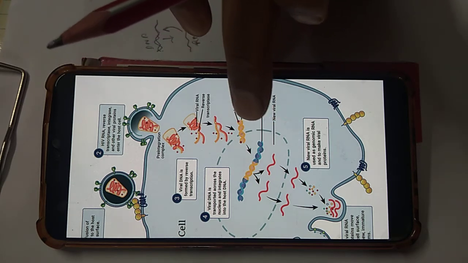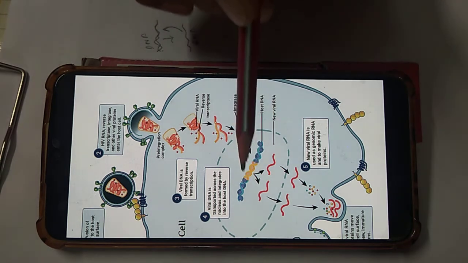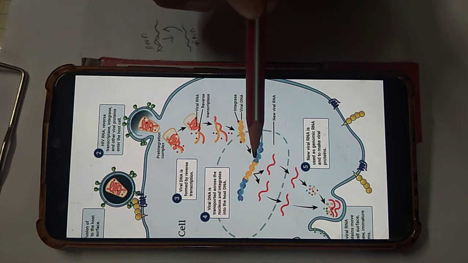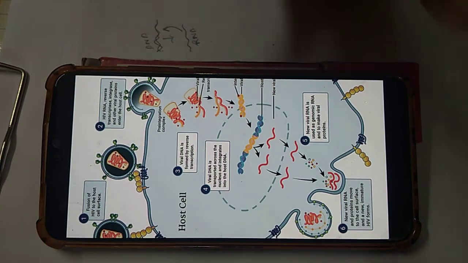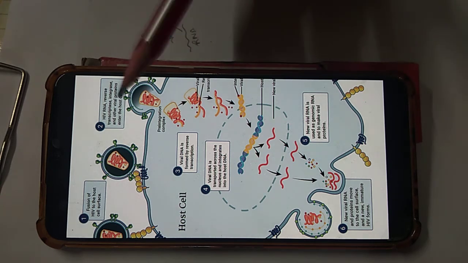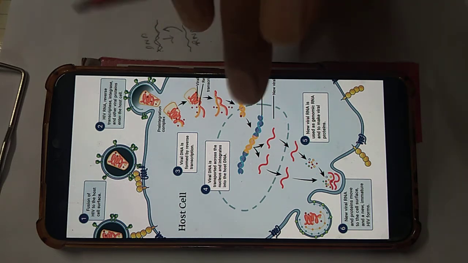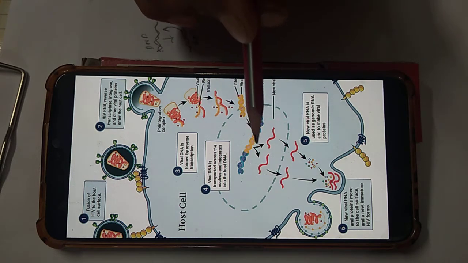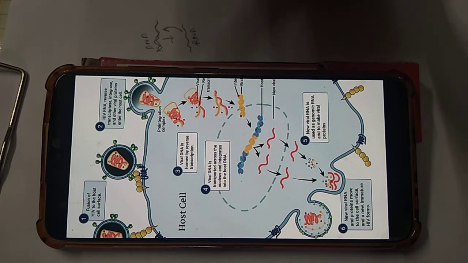CD4 can be either the helper T cells or the macrophages, and the viral DNA will get attached to the host DNA. The moment it gets attached to the host DNA, it has hijacked the mechanism of the host DNA. Now the host DNA will start producing those proteins which are required for the formation of new viral particles. From DNA, you know what is produced? RNA is produced, and from RNA respective proteins are formed.